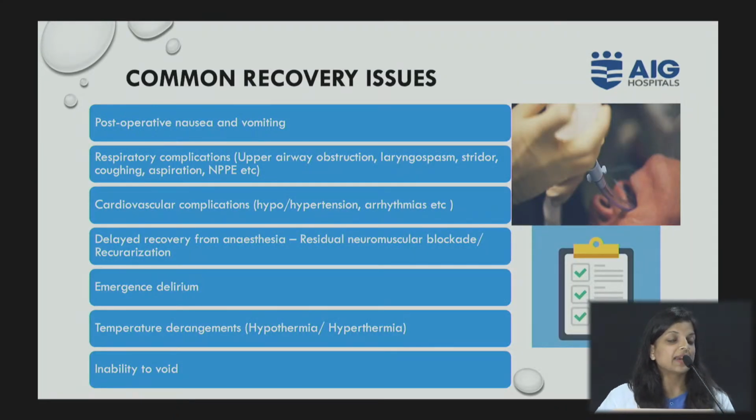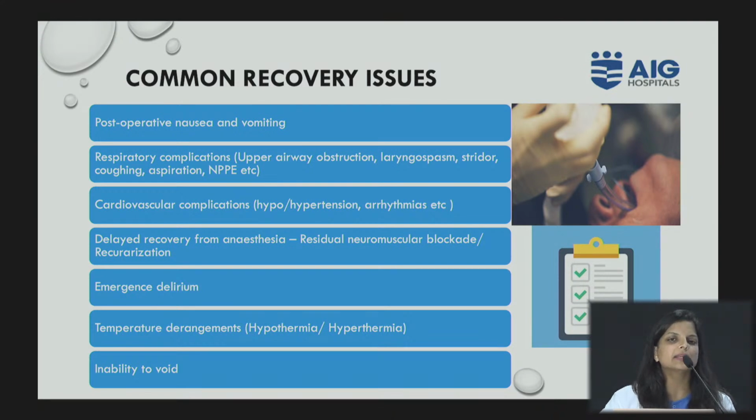Anesthesia is a very safe procedure, but still because of patients' comorbidities, there can be some issues during recovery. This is the list of issues. The most common being postoperative nausea and vomiting. This is frequently seen in young females. The contributing factors can be surgical factors as well as anesthesia drugs. The second most common is respiratory complications, including upper airway obstruction, laryngospasm, stridor, coughing, aspiration, negative pressure pulmonary edema, etc. The third most common is cardiovascular complications with BP alterations like hypertension, and arrhythmias. This is usually common in patients with coronary artery disease.